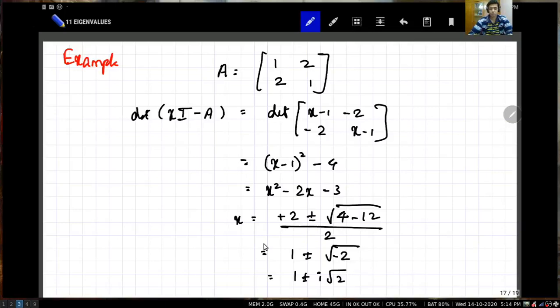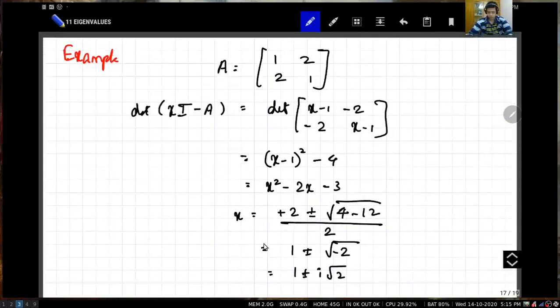So obviously the eigenvalues of a matrix with real valued entries need not be real. So the eigenvalues could be complex, right? Because after all, we have a polynomial equation, and the solutions for a general polynomial with real valued coefficients could be complex. Okay, so these are the eigenvalues, and therefore this has no real eigenvalues, but it does have complex eigenvalues.